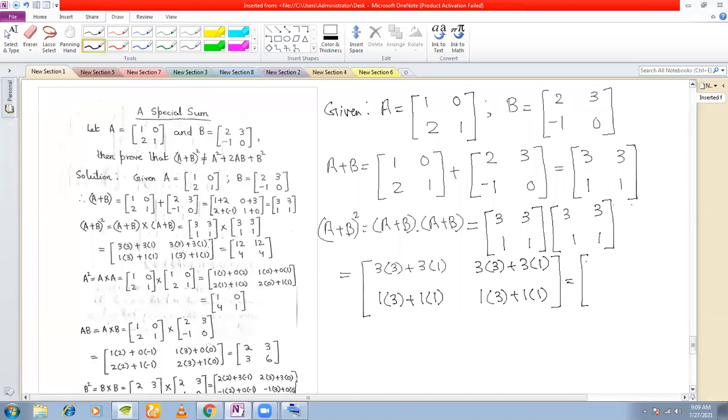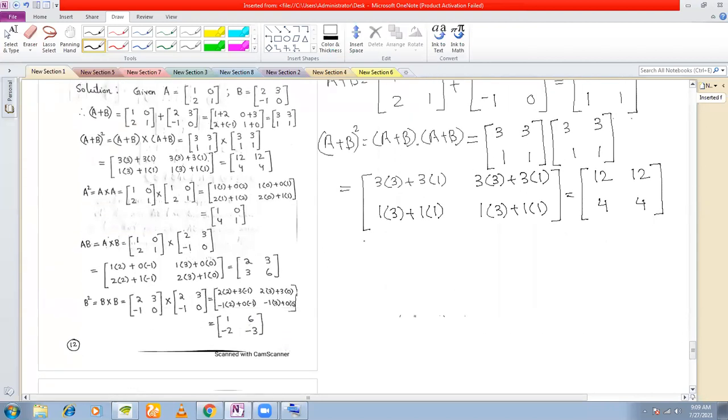So you have 9 plus 3, 12. And you have 9 plus 3, 12. And you have 3 plus 1, 4. And you have 3 plus 1, 4. So this is what you are getting as A plus B whole square.